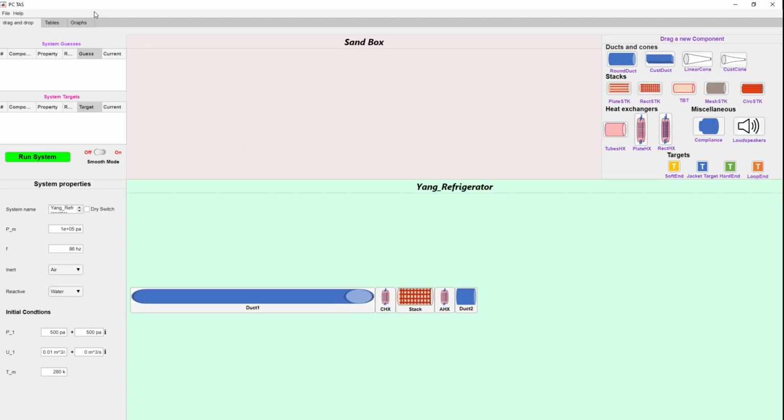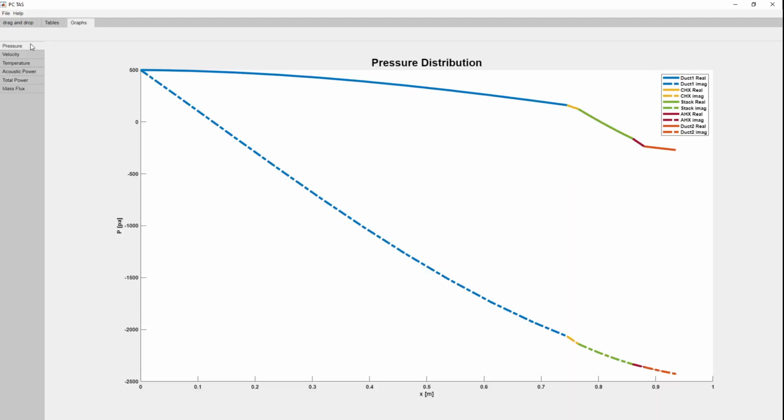And the system was run, and we're going to look at the results, and we're going to see quite a bit of problems with the results. First of all, the pressure. The pressure at the end of the system is around 2000 pascals, and the actual measured pressure amplitude was around 4000. So that's problem number one.